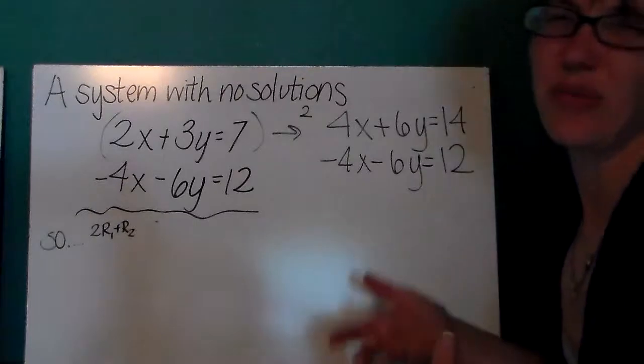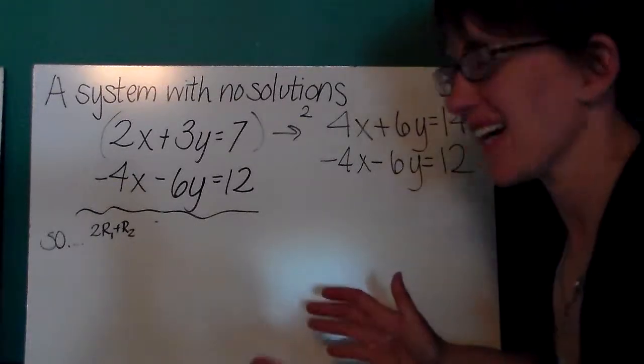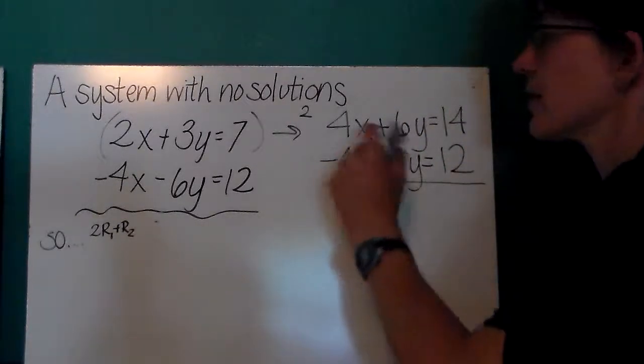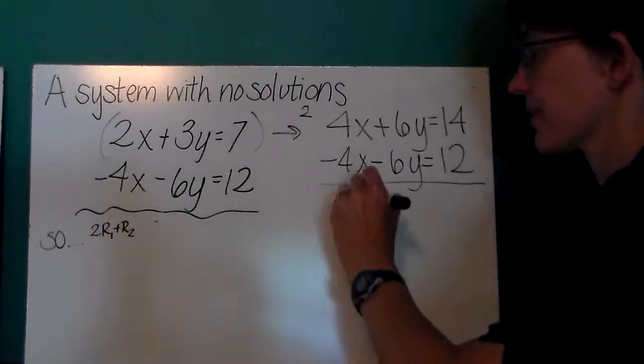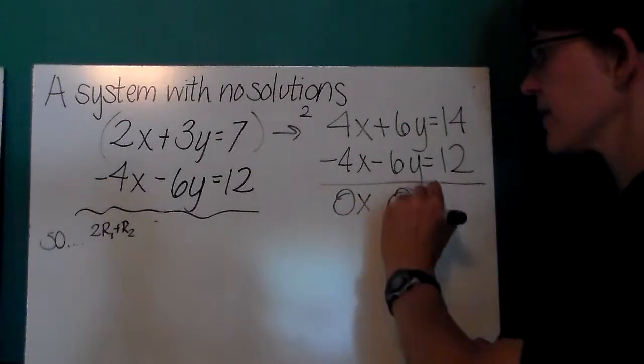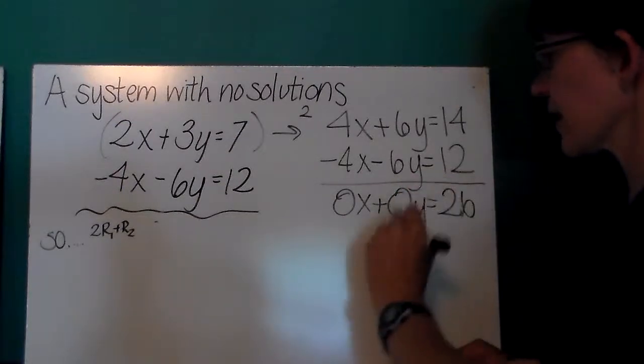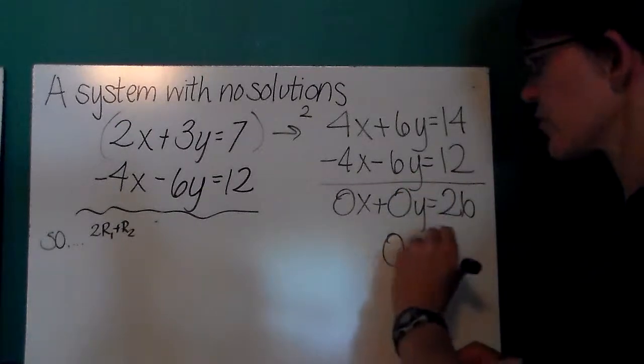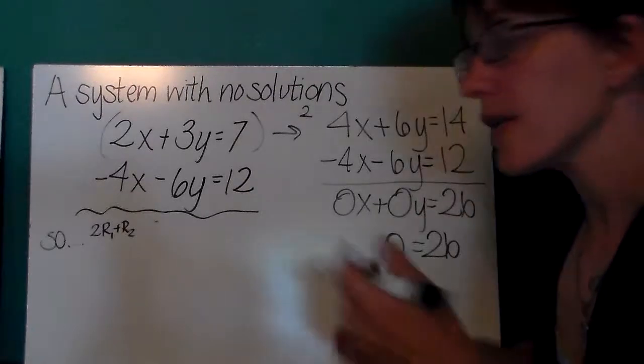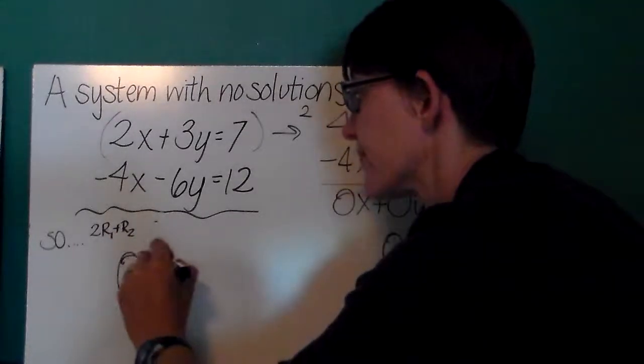And I do recommend that you write out both equations. I know I didn't in the last one, but it's a good idea. Now here I get 0x. Here my y zeroes out as well. 0x plus 0y equals 26, or 0 equals 26.